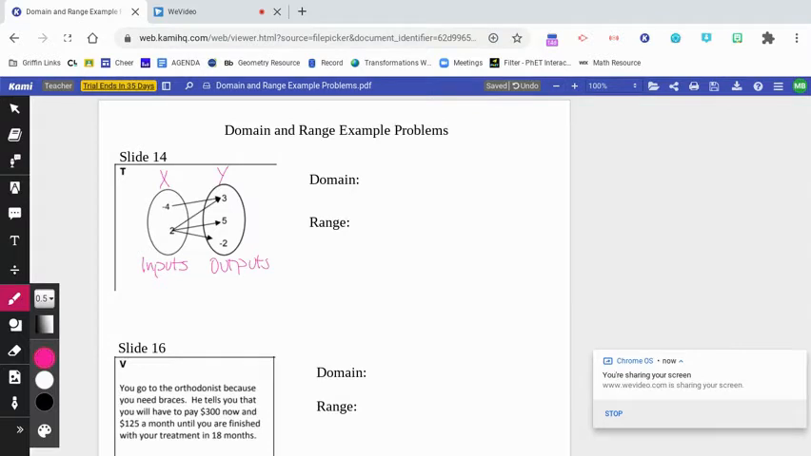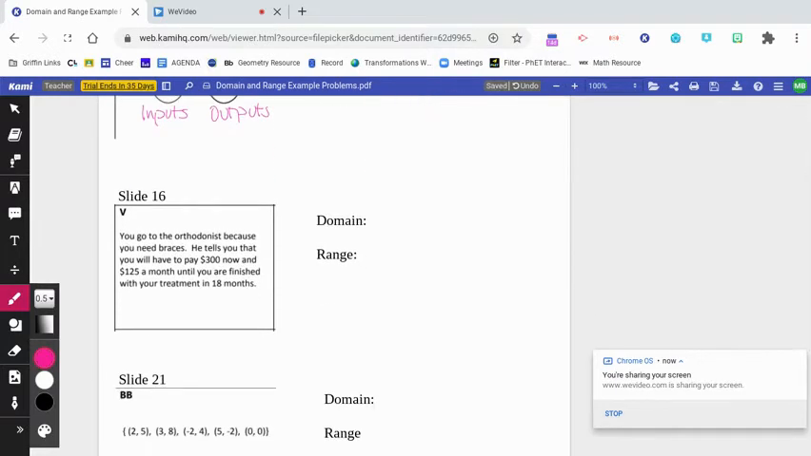Well, knowing that our domain is all of our inputs, then putting our numbers in order from least to greatest, our domain is going to be the set of numbers -4 and 2. Then our range, in order from least to greatest, is going to be the set of numbers -2, 3, and 5.